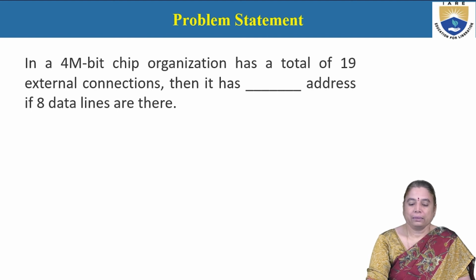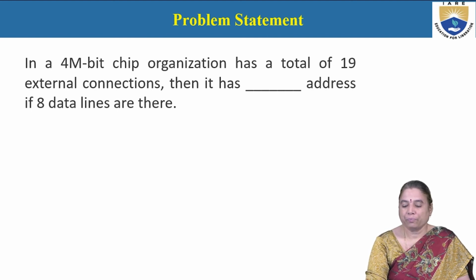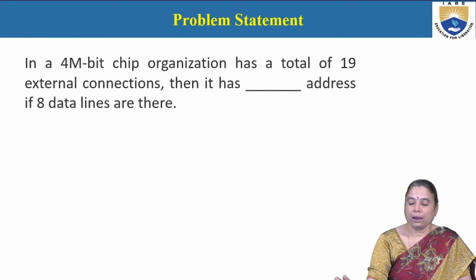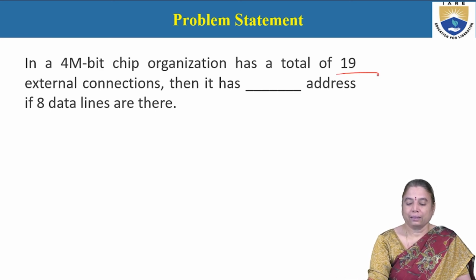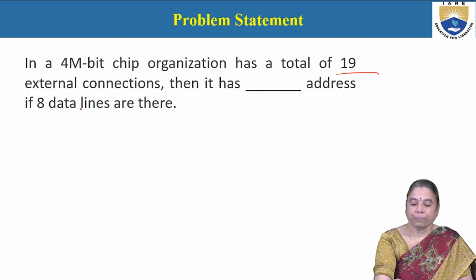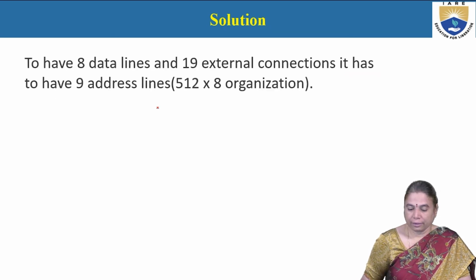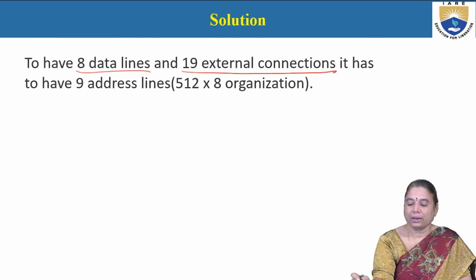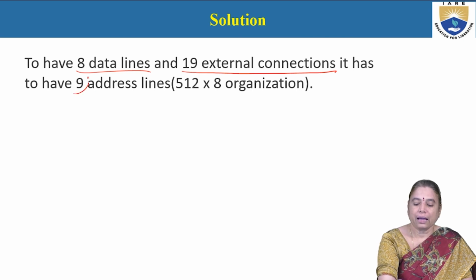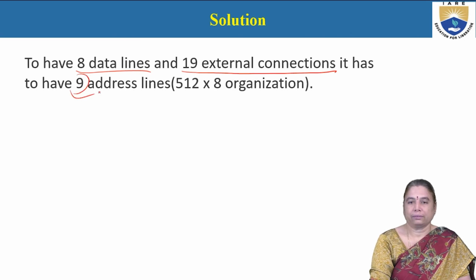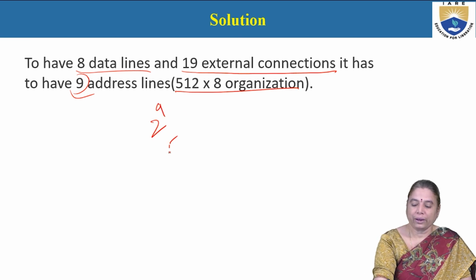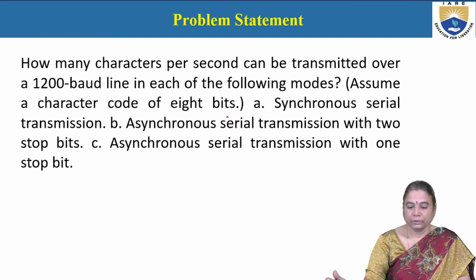Next problem statement is, a 4 megabit chip organization has a total of 19 external connections. Then it has a dash address and 8 data lines. So we have 8 data lines and 19 external connections, so it can have 9 address lines. It is a 512 by 8 organization. 2 power 9 is 512, so the address space is 512 and the data lines are 8.